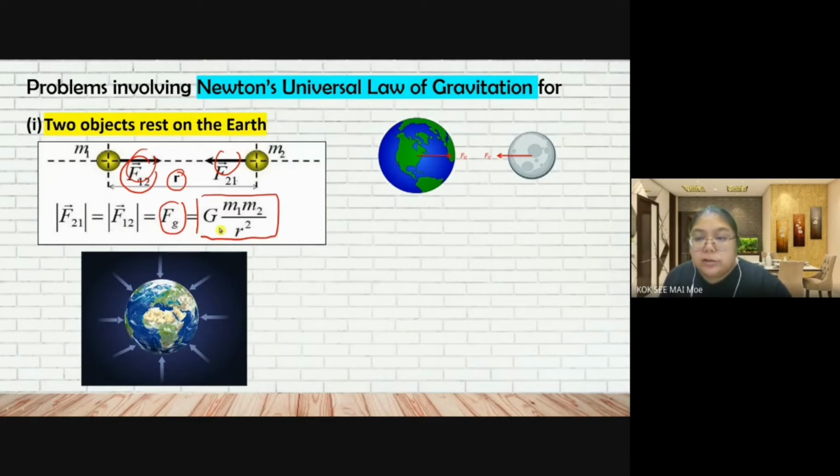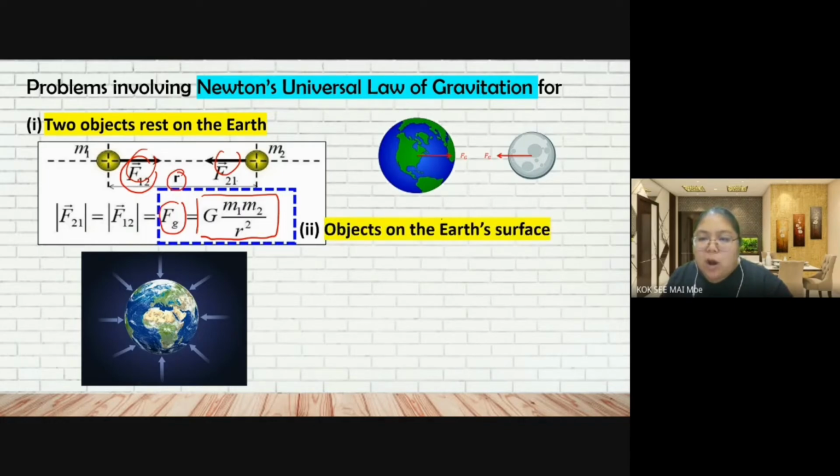Okay, the gravitational force we learned before. The second one is an object on the Earth's surface. At the surface, the Earth's surface pulls the object. The center is here, so both sides pull.